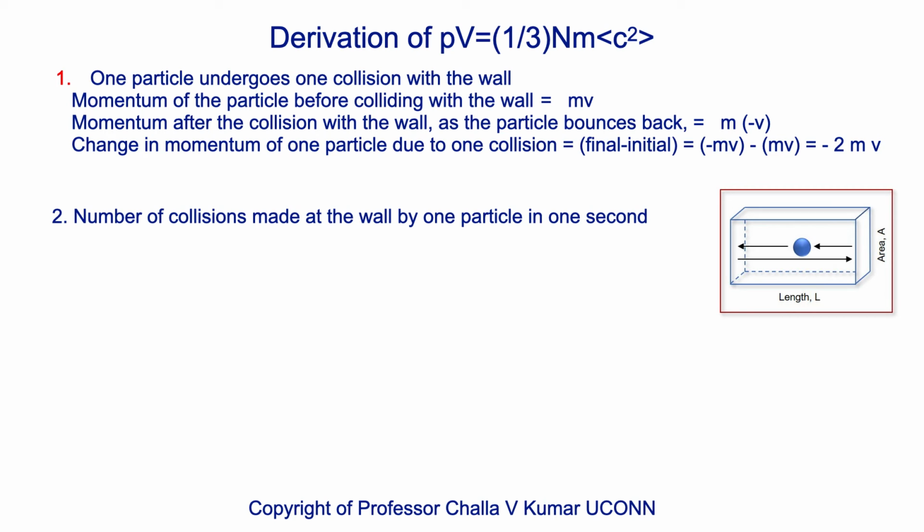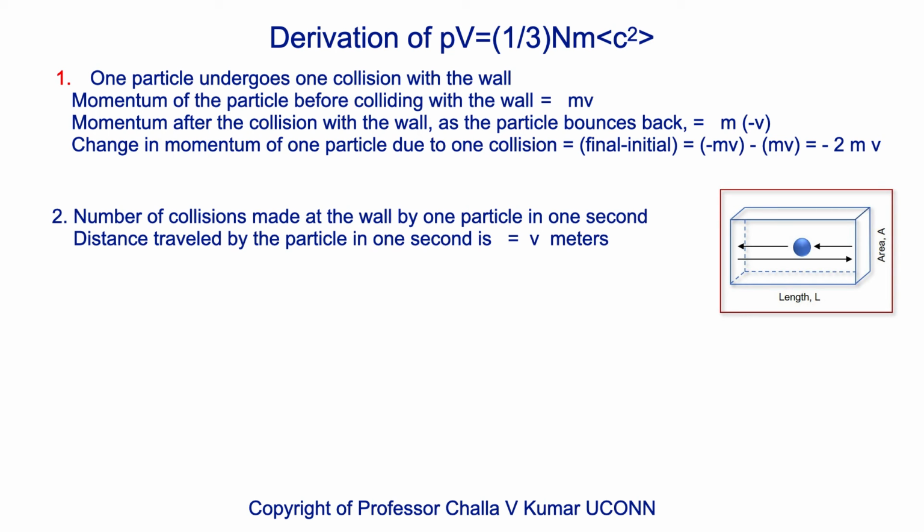Keeping this in mind, we can now calculate the number of collisions made by the particle on one of the walls, the wall on the right-hand side, in 1 second. So we ask, how many collisions does this particle make on that wall on the right side? That, of course, depends on how many round trips it is going to make. The length of the box along the x-axis is L. Therefore, the round trip length is simply equal to 2L.